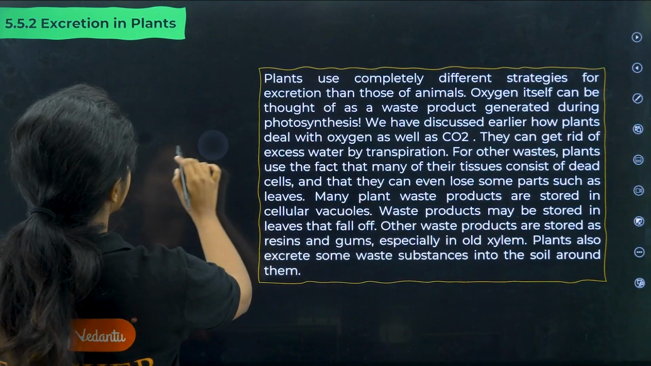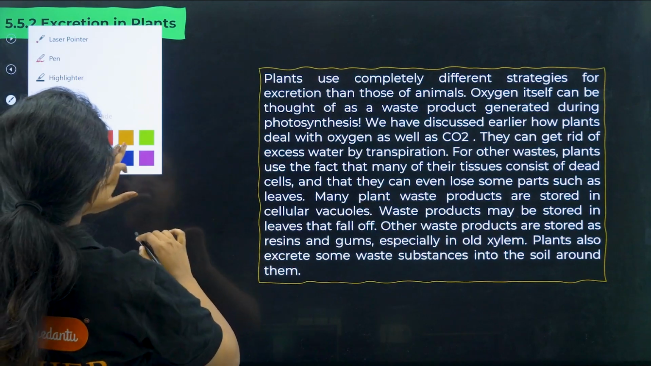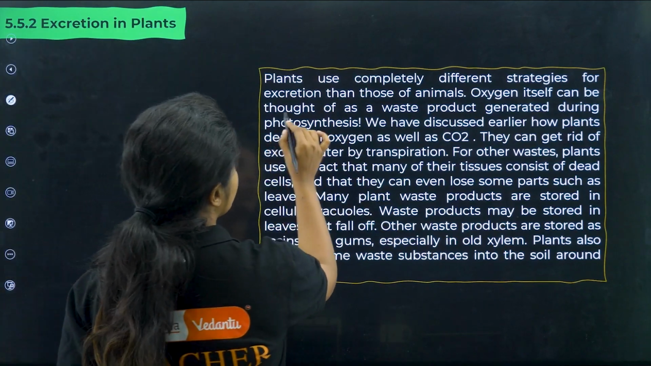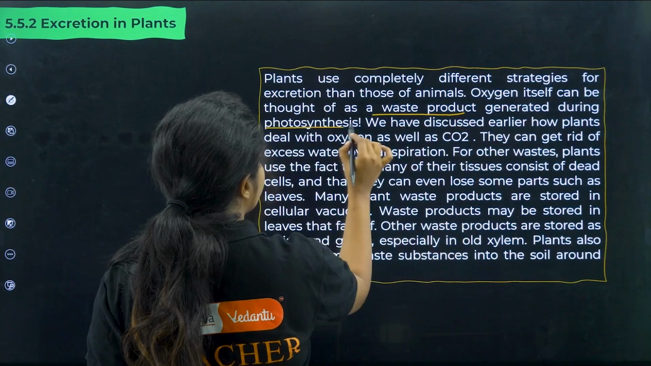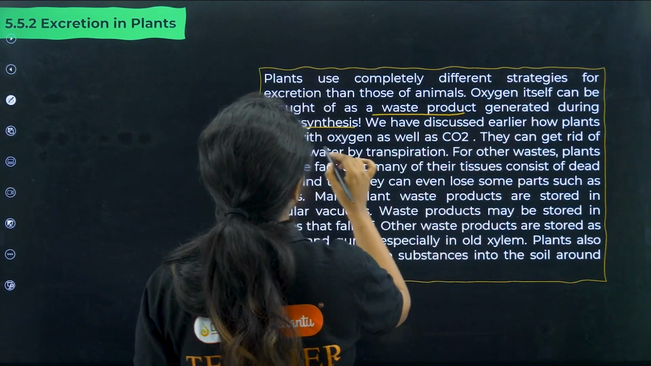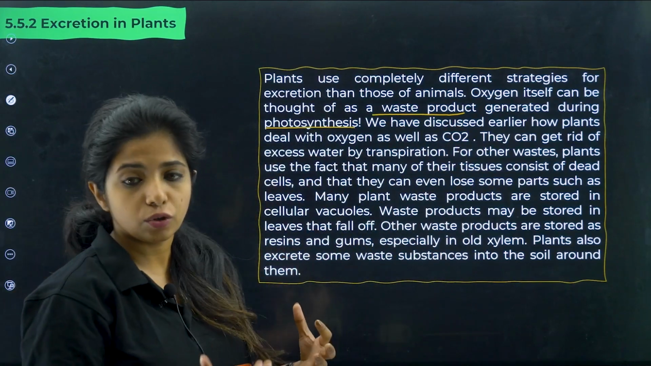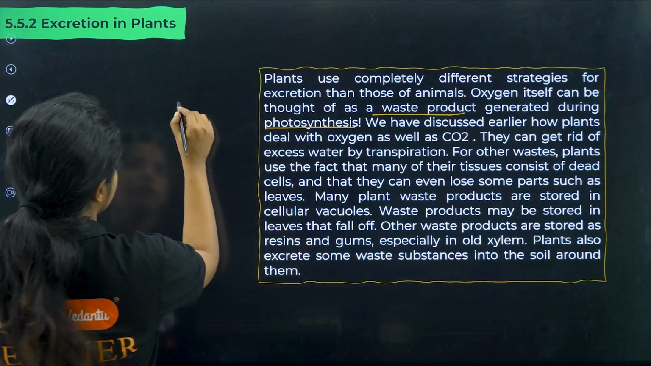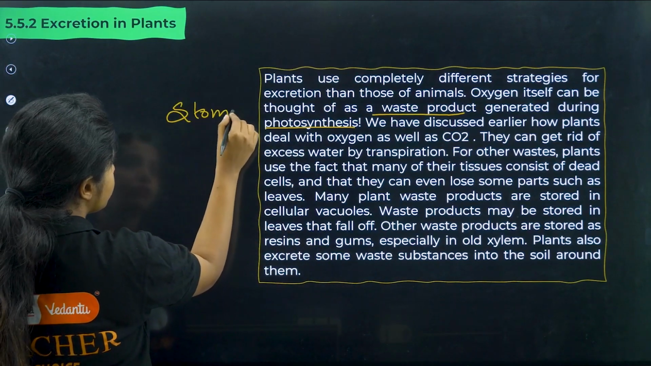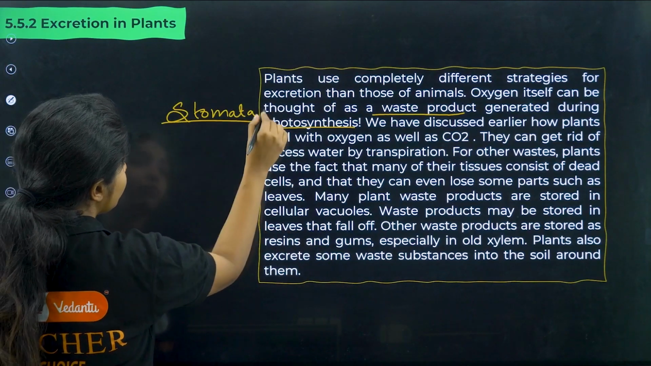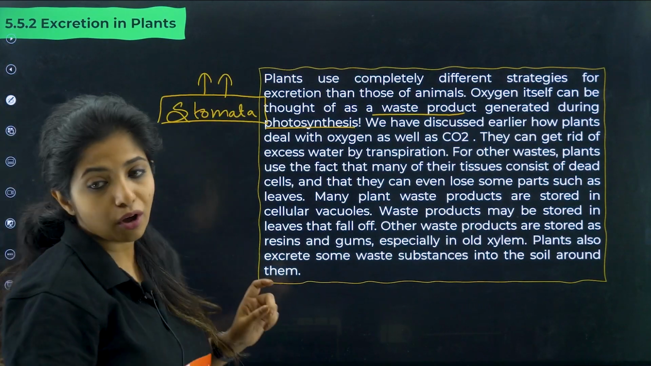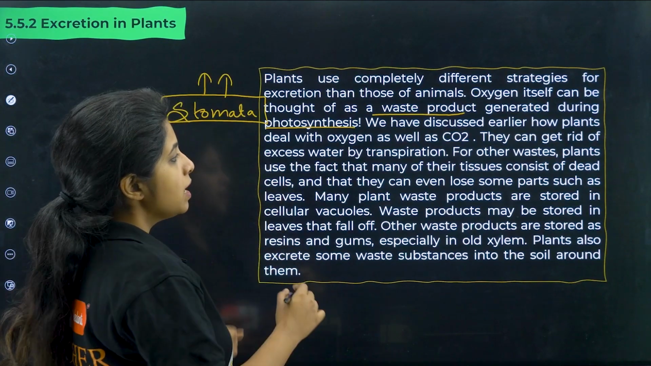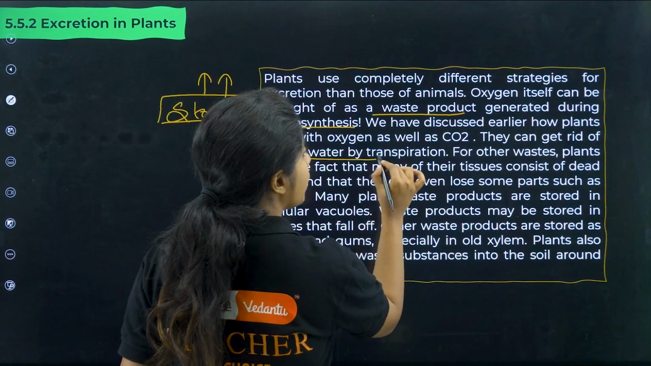So plants use completely different strategies, as you know. So oxygen itself can be thought of as a waste product. I told you, generated during photosynthesis. We have discussed earlier how plants deal with oxygen as well as CO2. So it is with the help of stomata. So basically, stomata is a way for exchange of gases, and when these gases are not needed, then also things can be removed out with the help of stomata, whatever gas it may be. Now they can get rid of excess water by transpiration.